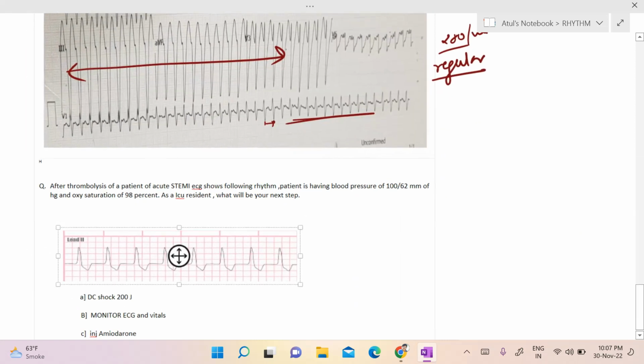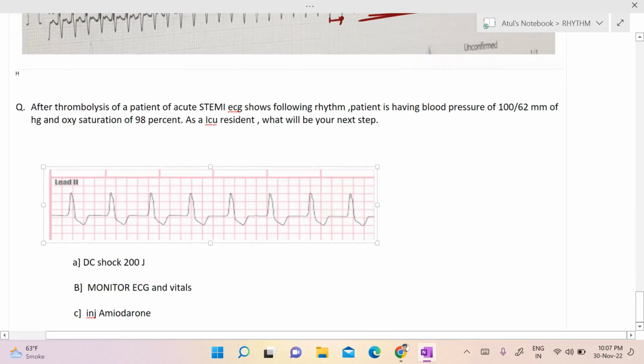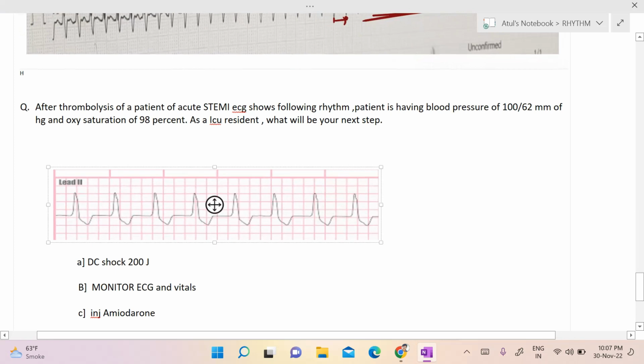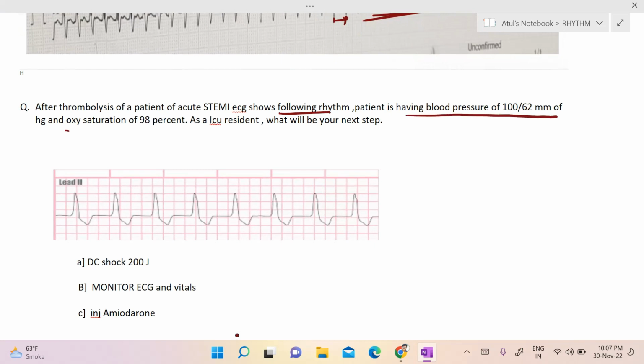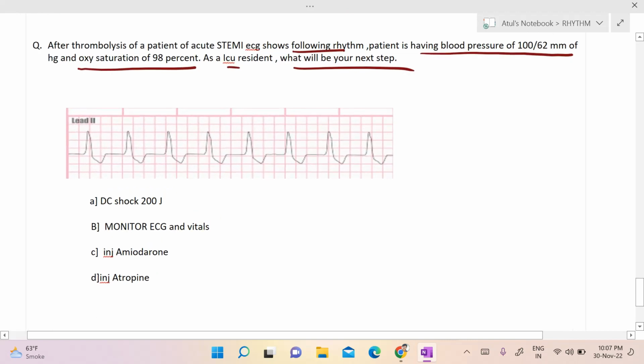Completing this session on ventricular rhythms here, and now finally this one question. After thrombolysis of a patient with acute ST elevation MI, the ECG shows the following rhythm. The patient has a blood pressure of 162 mm of mercury and is maintaining oxygen saturation of 98%. As an ICU resident, what will be your next step? Please look at this ECG and comment the answer below.